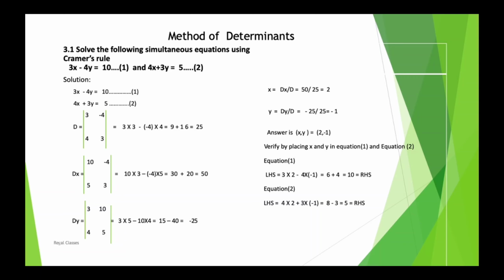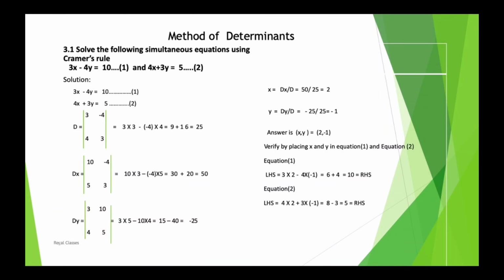Similarly, dx is 10, 5, minus 4, 3. Calculate, it comes out to be 50. Similarly, 3, 10, 4, 5. This is for dy. For dy, you have to put the x coefficients first and then the constants. Then x is 50 by 25, equal to 2, y is minus 25 by 25, minus 1, so the answer is 2, minus 1.